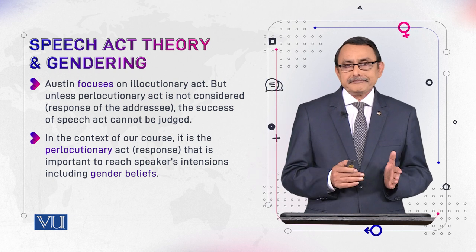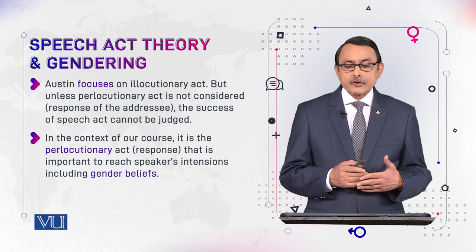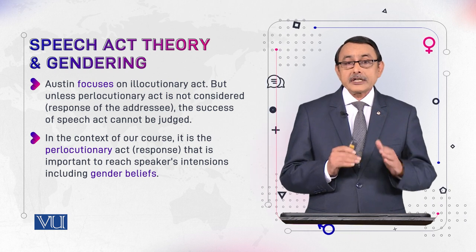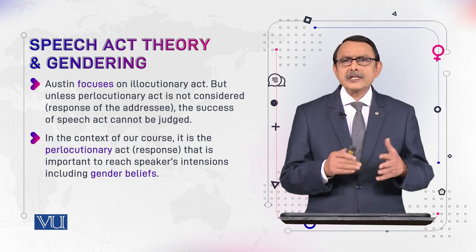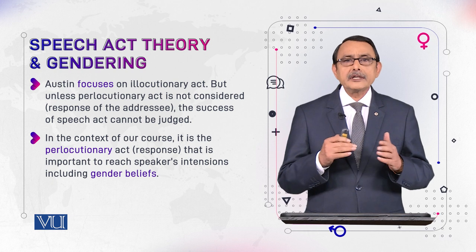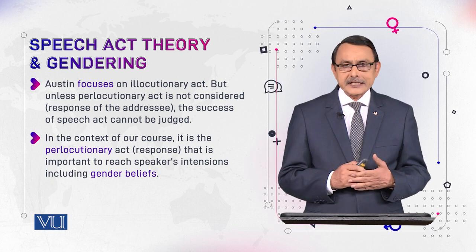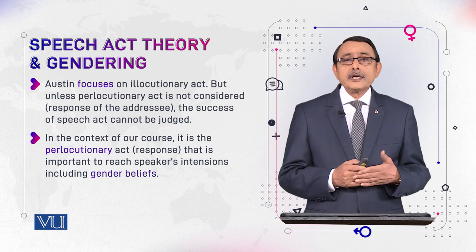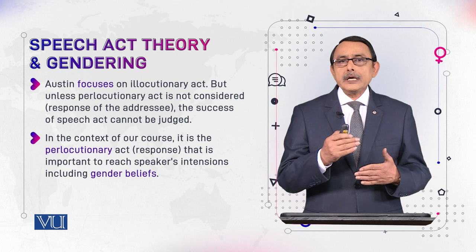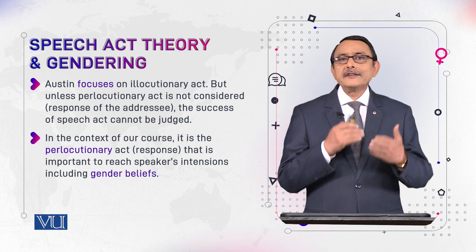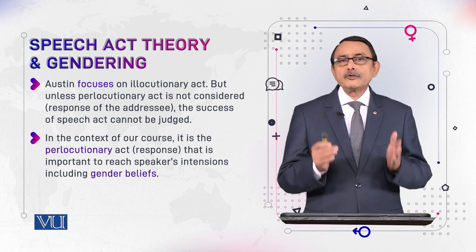It is the perlocutionary act, the response of the addressee, which is important to reach the speaker's intentions, because this is the way that takes us to illocution. Otherwise, intention is in the mind. Nobody can directly reach that. We can only approximate it. And the only way is that we note its effect on the addressee. This is also the way we can understand the relationship between the intention of the speaker and gender, language use and gender. How? Because this conveys what the speaker thinks about gender.